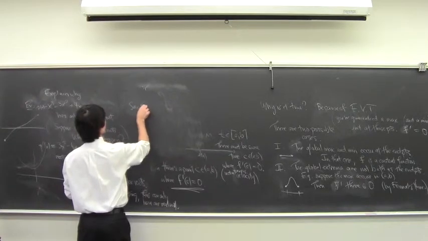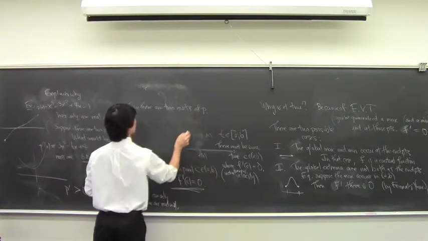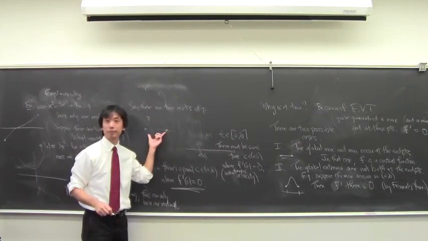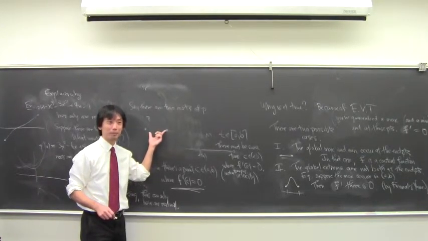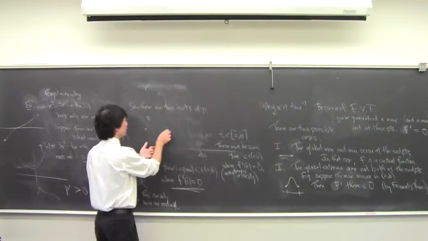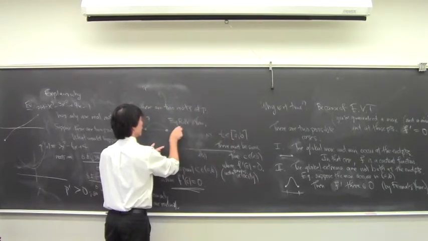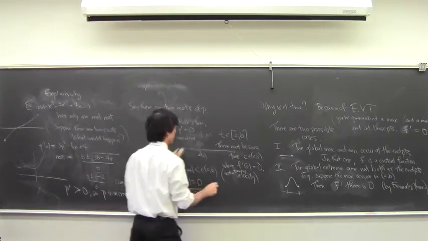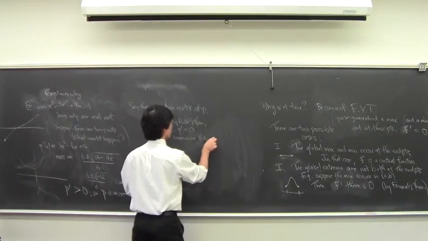Say there are two roots of p. That means that p is 0 in two places. So what? If p is 0 in two places, then what do you know? The derivative must be 0 somewhere, right? There must be, by Rolle's theorem, p prime equals 0 somewhere between the roots.